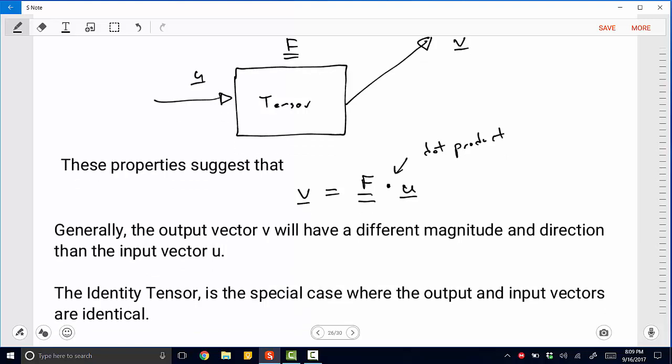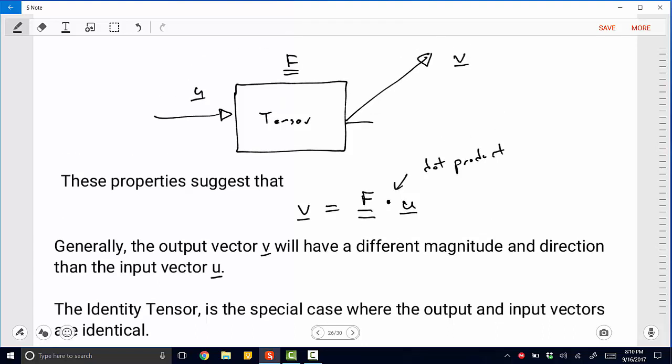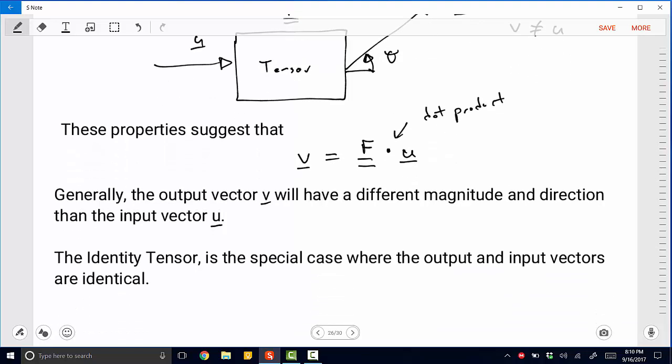So generally, our output vector will have a different magnitude and direction to that of our input vector, typically. So the direction is different, and the magnitude of V is not equal to the magnitude of U.